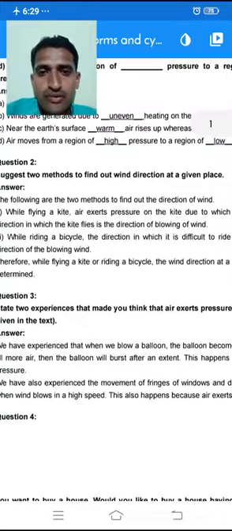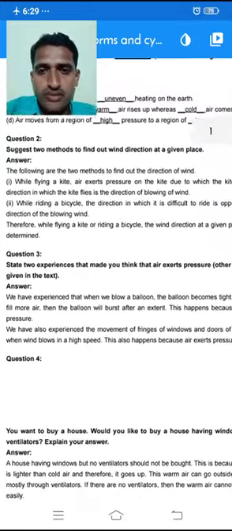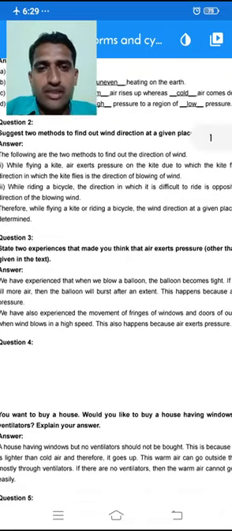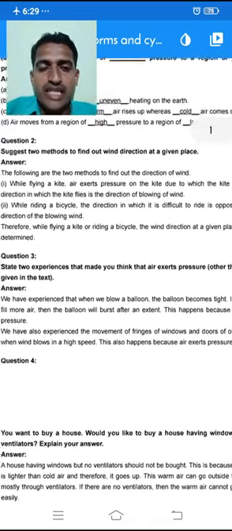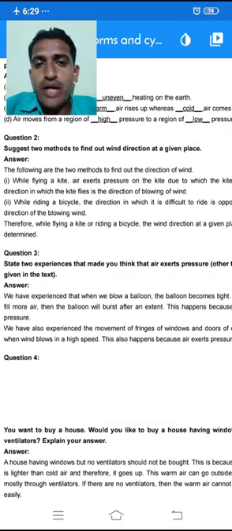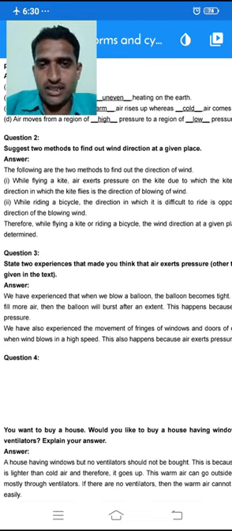So now let's go for the question answers. Question number 2: suggest two methods to find out the wind direction at a given place. This is a simple question. You have to suggest any two methods by which you can find in which direction the wind is blowing at a given place.